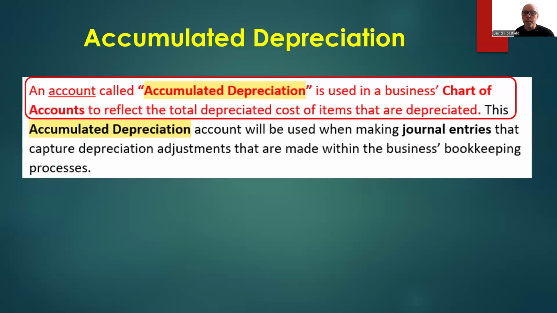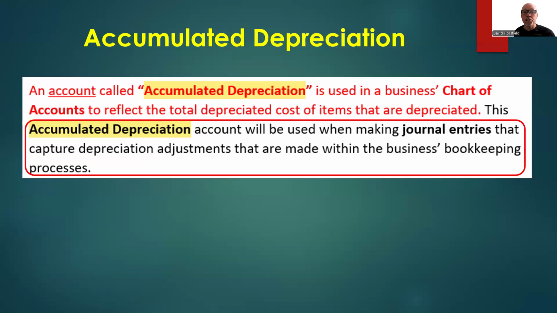An account, so we're back to the filing cabinets of accounts. An account called accumulated depreciation is used in a business's chart of accounts to reflect the total depreciated cost of items that are being depreciated. Pause there. A business might have lots of items that they're depreciating. The dollar value of depreciation for each and every one of those items that are being depreciated will all go into this one account bucket, one account drawer called accumulated depreciation.